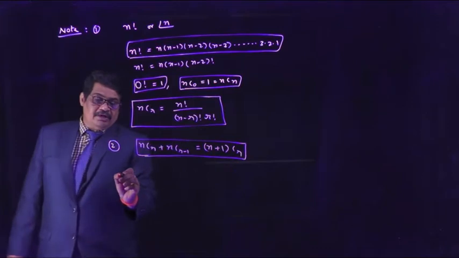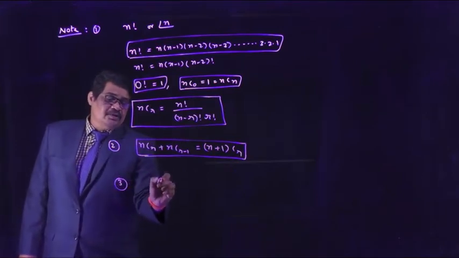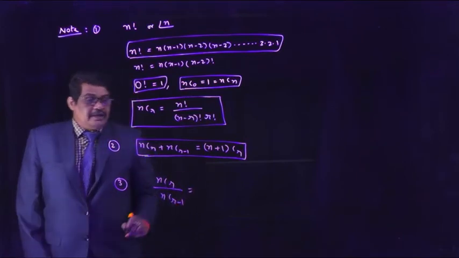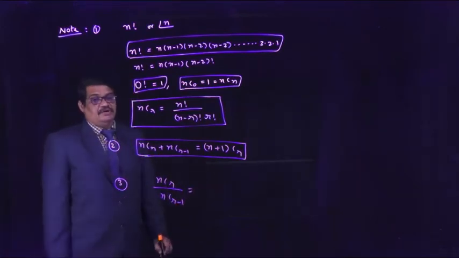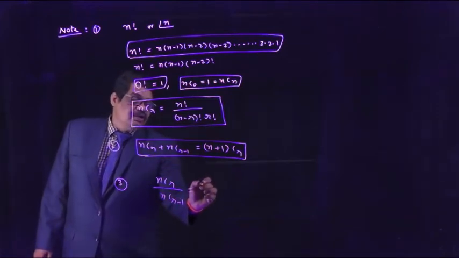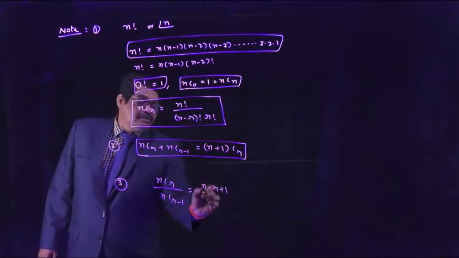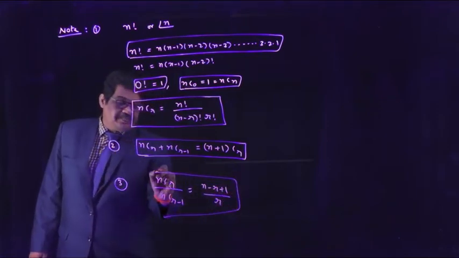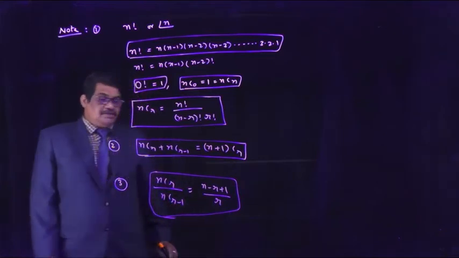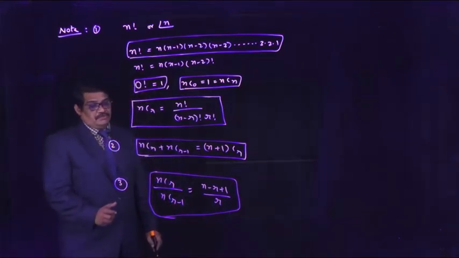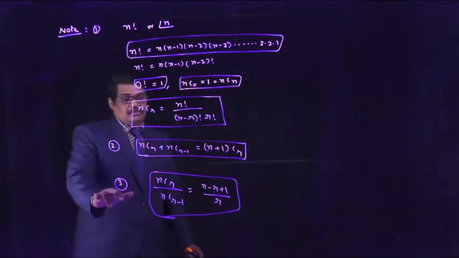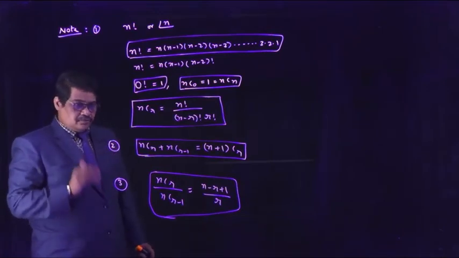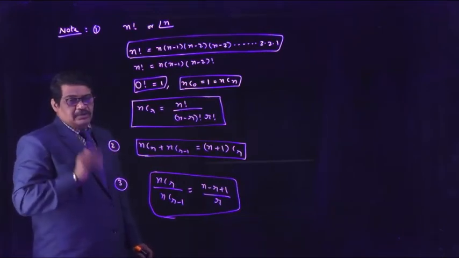And another formula, NCR by NCR minus 1, is N minus R plus 1 by R. NCR by NCR minus 1 is equal to N minus R plus 1 by R. These formulas are very useful in the binomial theorem. So we must know these formulas.